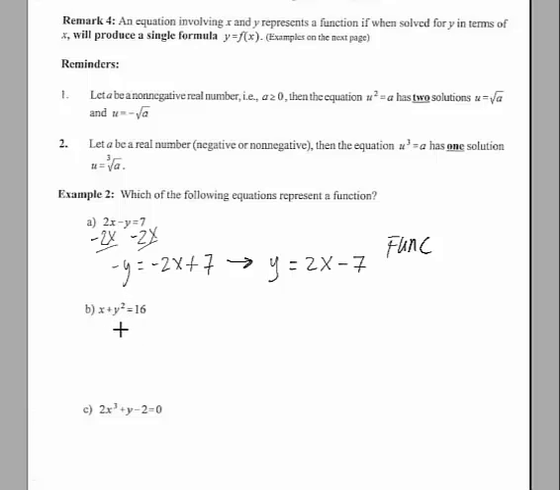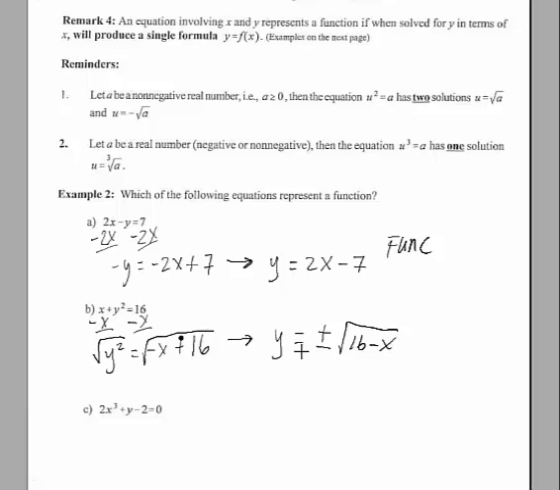So in this case, if we try to solve for y, we would subtract x from both sides. We'd have y squared equals minus x plus 16. Then we would take the square root, and we'd have to put in plus or minus here. So on the left, we get a y, but on the right side, we would get plus or minus the square root of 16 minus x.